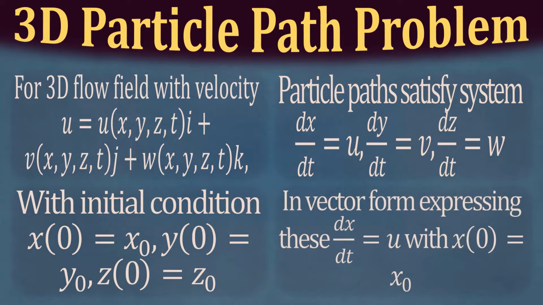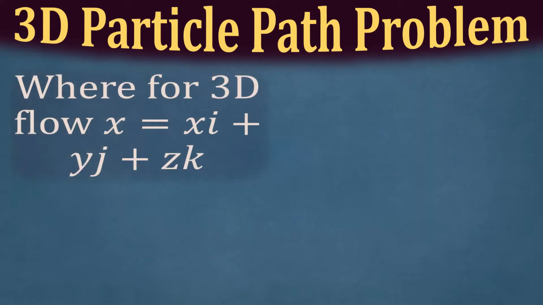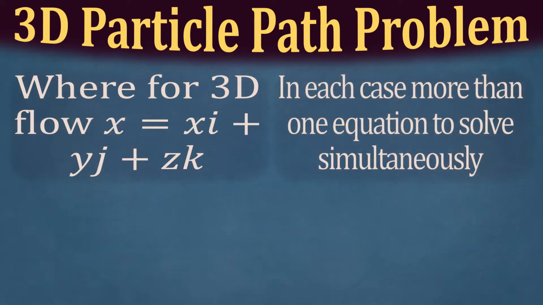In vector form, a succinct way of expressing these is dx/dt is equal to u with x(0) equal to x0, where for 3D flow x is equal to xi plus yj plus zk. Note that in each case we have more than one equation to solve simultaneously.